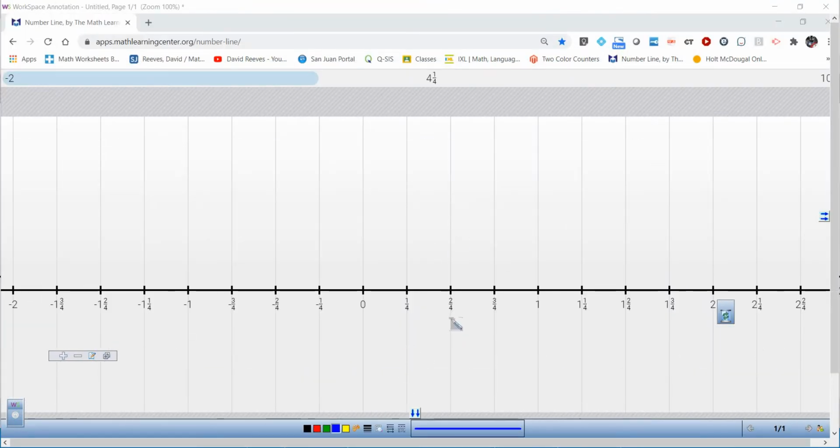For example, 2/4 right here, we could write as 1/2, right? And a negative 2/4 would be a negative 1/2. Then this would be 1/4, 2/4, 3/4. This, of course, would be 4/4. Another way we could write 1 1/4 is 5/4. And then over here would be negative 5/4, right? And then we have 2 and 2 1/4, and so on from there.